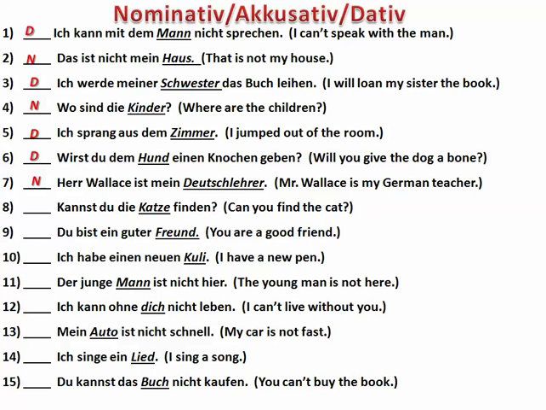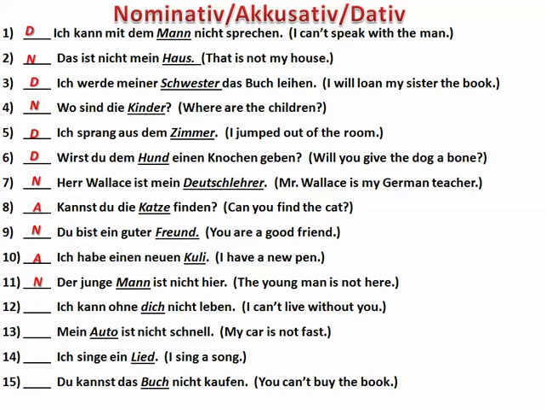Kannst du die Katze finden? So what can you find? That's going to be the direct object, so accusative. Du bist ein guter Freund. Again, nominative comes after conjugation of sein, bist here, making the predicate nominative. Ich habe einen kleinen Kuli oder einen neuen Kuli. So here, that's a direct object. Nummer 11, der junge Mann ist nicht hier. This is fulfilling the role of the subject.